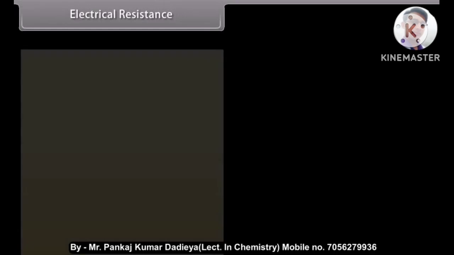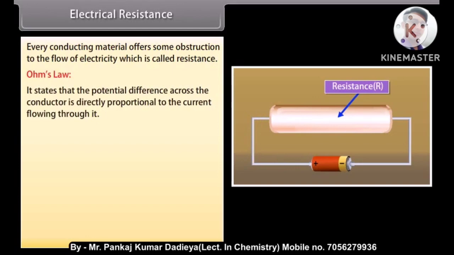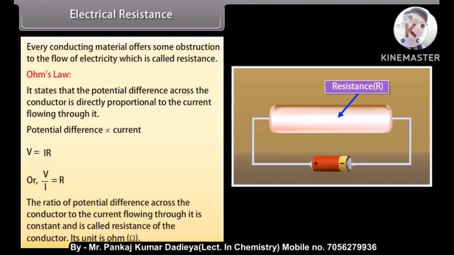Electrical resistance. Every conducting material offers some obstruction to the flow of electricity, which is called resistance. Ohm's law. It states that the potential difference across the conductor is directly proportional to the current flowing through it. V is equal to IR, or V upon I is equal to R. The ratio of potential difference across the conductor to the current flowing through it is constant and is called the resistance of the conductor. Its unit is ohm.